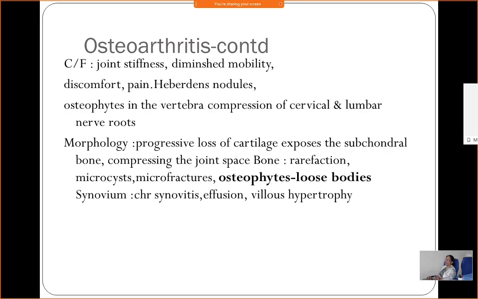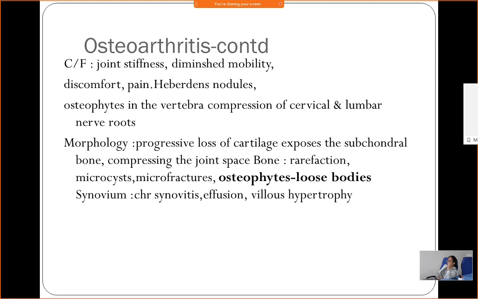So what are the clinical features you see? Again, joint stiffness and diminished mobility. So the patient will have discomfort, pain, and you will see what we call Heberden nodules, especially in the smaller joints. They are nothing but the loose bodies. Loose bodies are nothing but the osteophytes, and the osteophytes in the vertebra can again cause compression of the cervical and lumbar nerve roots. Okay, so morphologically, the pathogenesis is that this cartilage normally gives a protective layer.